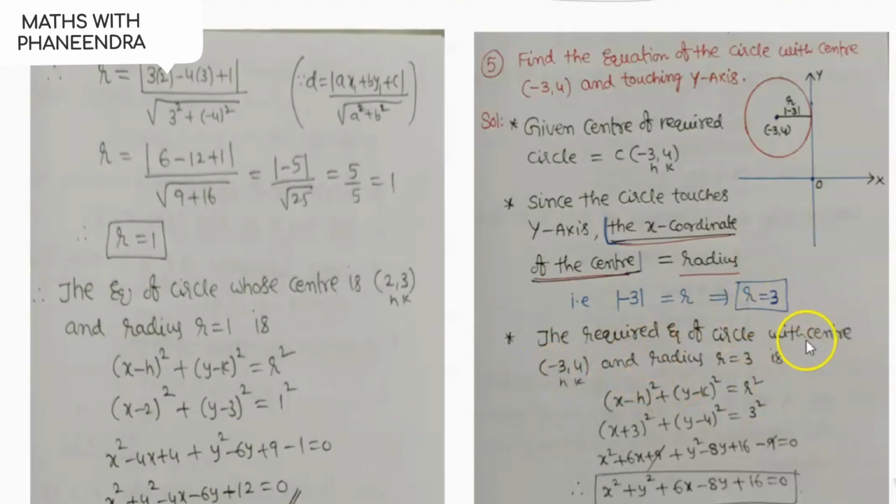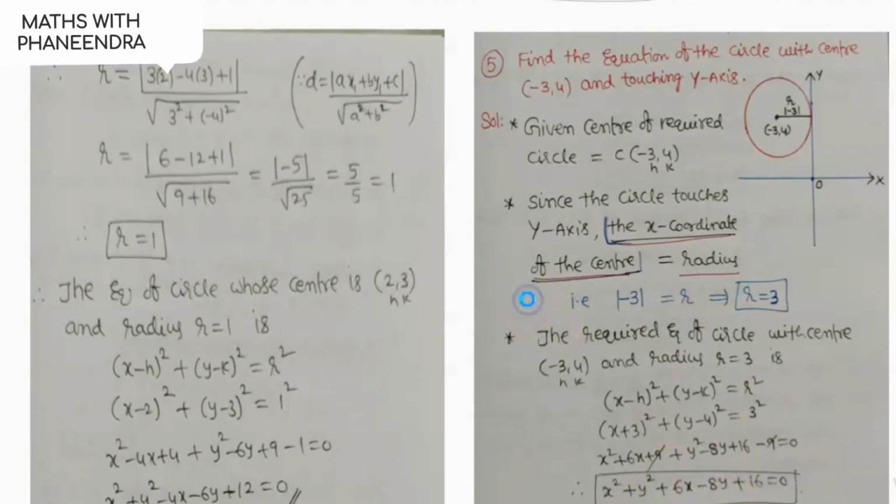So the required equation of circle we will calculate by taking the formula (x - h)^2 + (y - k)^2 = r^2. So (h, k) is (-3, 4): (x - (-3))^2 + (y - 4)^2 = 3^2. So the expansion of (x + 3)^2 gives x^2 + 6x + 9, plus y^2 - 8y + 16. That 9 we can take to this side, minus 9 equal to 0, so plus 9 minus 9 cancel. x^2 + y^2 + 6x - 8y + 16 = 0. This is the required equation of the circle whose center is at (-3, 4) and touching the y-axis.